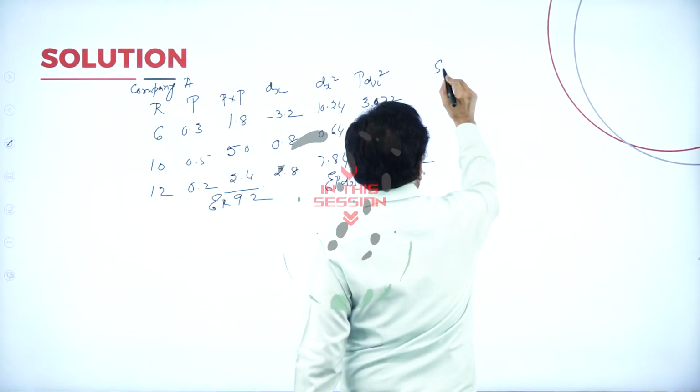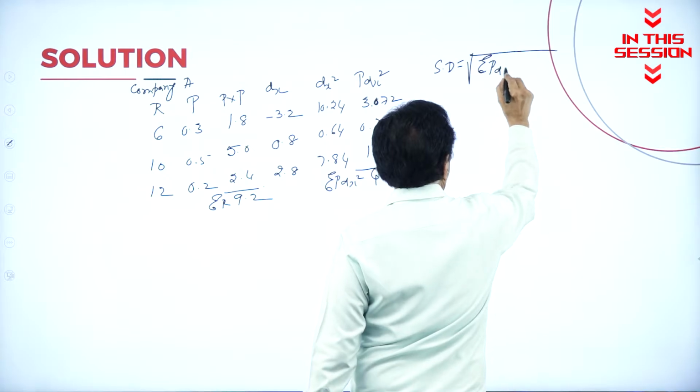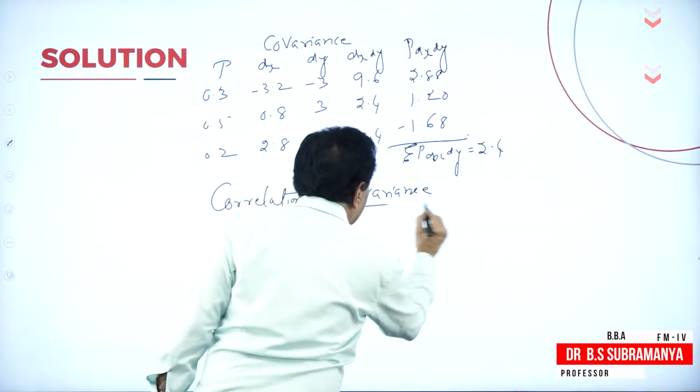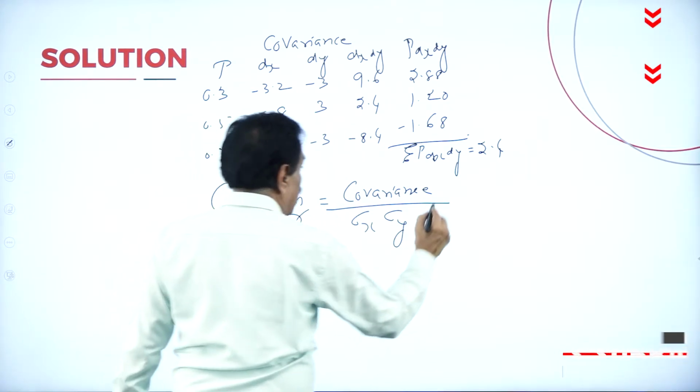Standard deviation is equal to the root of sigma p dx square. Correlation is covariance divided by standard deviation x, standard deviation y.